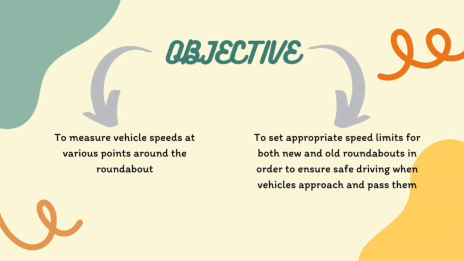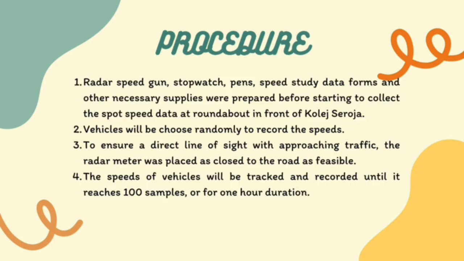The objectives of this study are to measure vehicle speed at various points around the roundabout and to set an appropriate speed limit for both new and old roundabouts in order to ensure safe driving when vehicles approach and pass them. Next, the procedure for this spot speed study: laser speed gun, stopwatch, pens, speed study data form, and other necessary supplies were prepared before starting to collect the spot speed data at the roundabout in front of College Seroja. Vehicles will be chosen randomly to record the speeds.